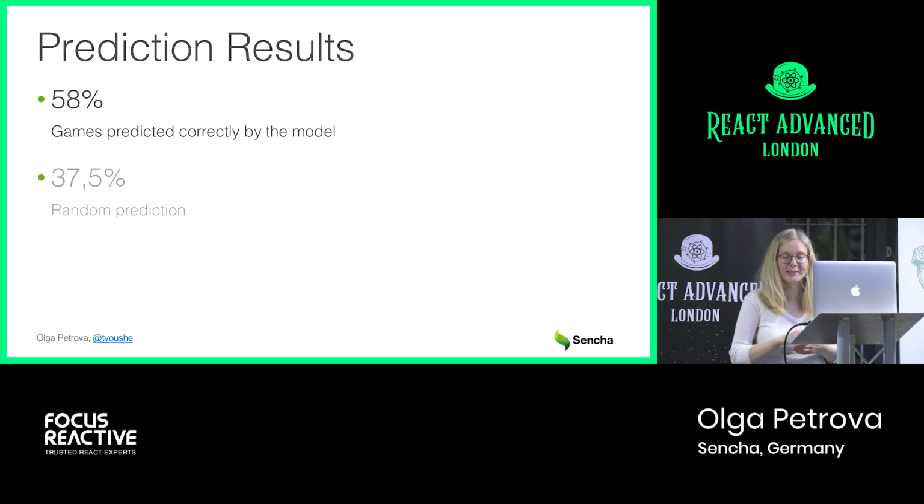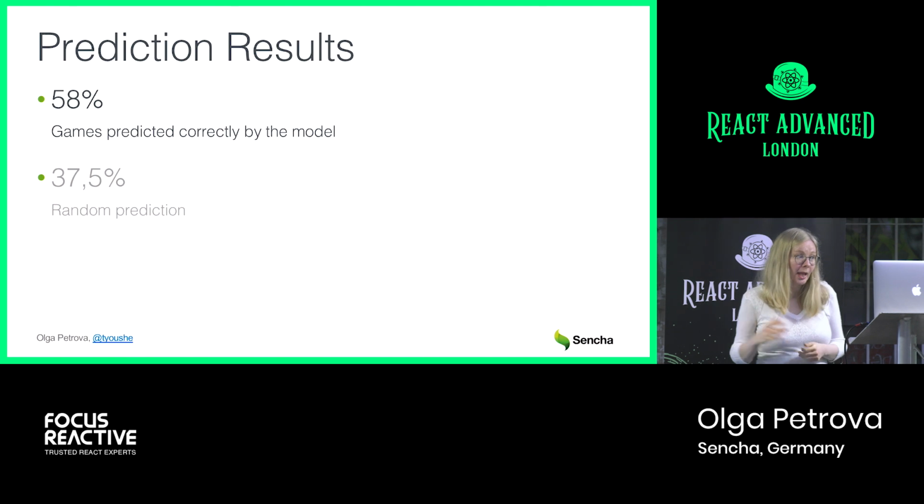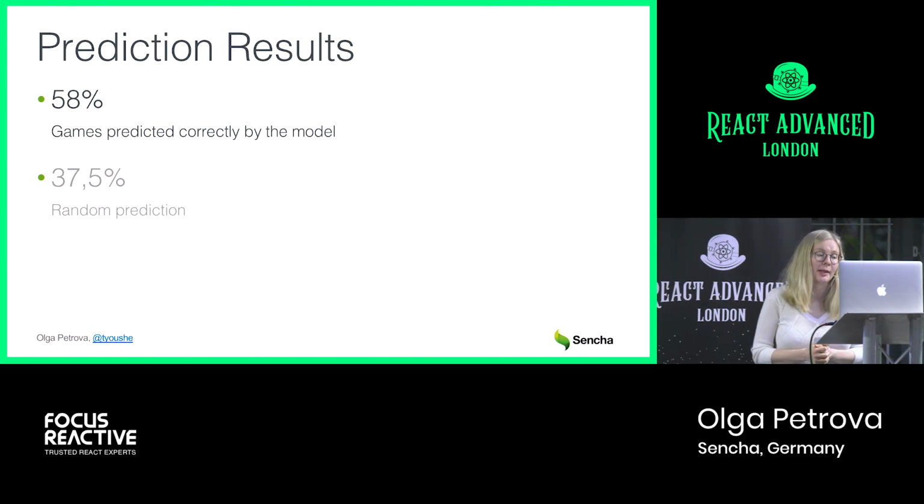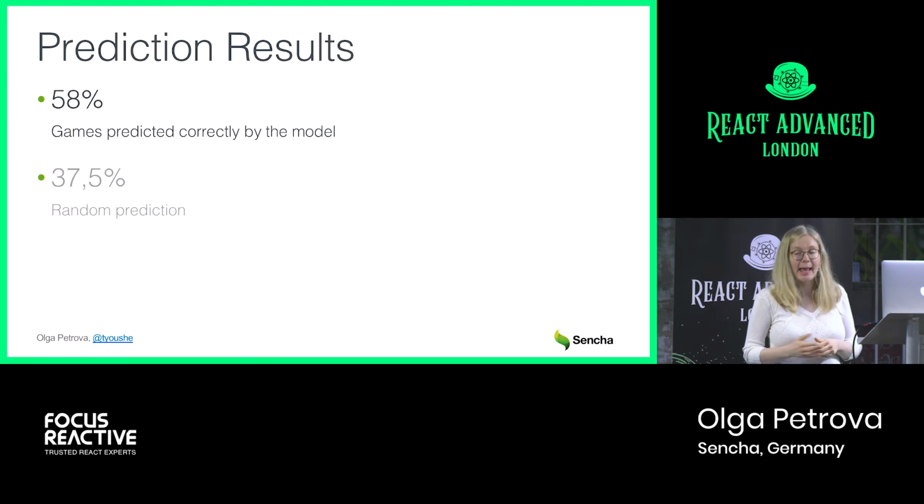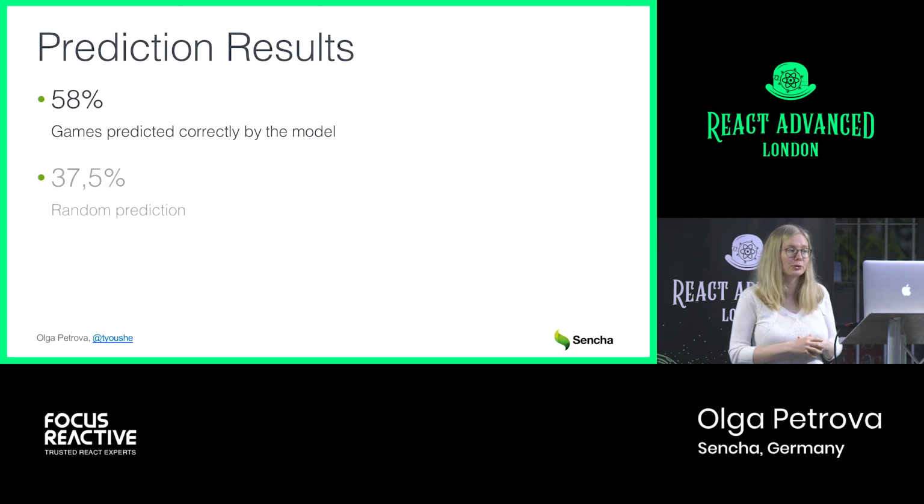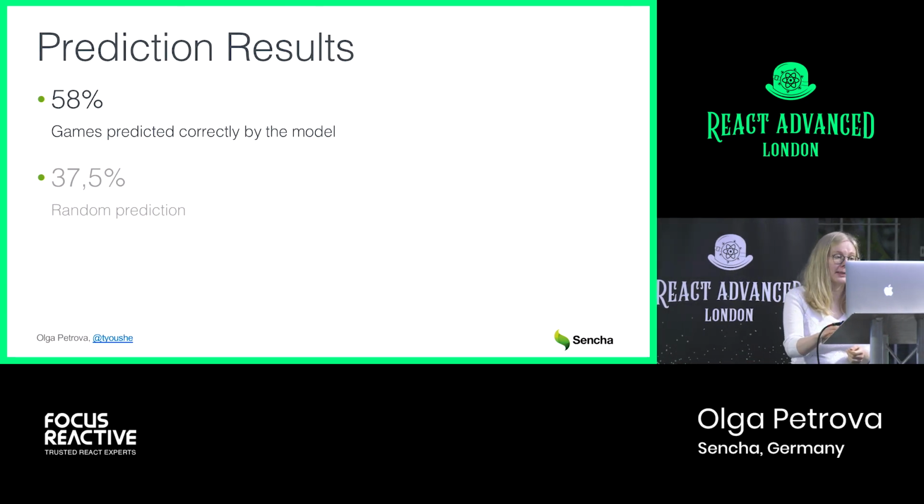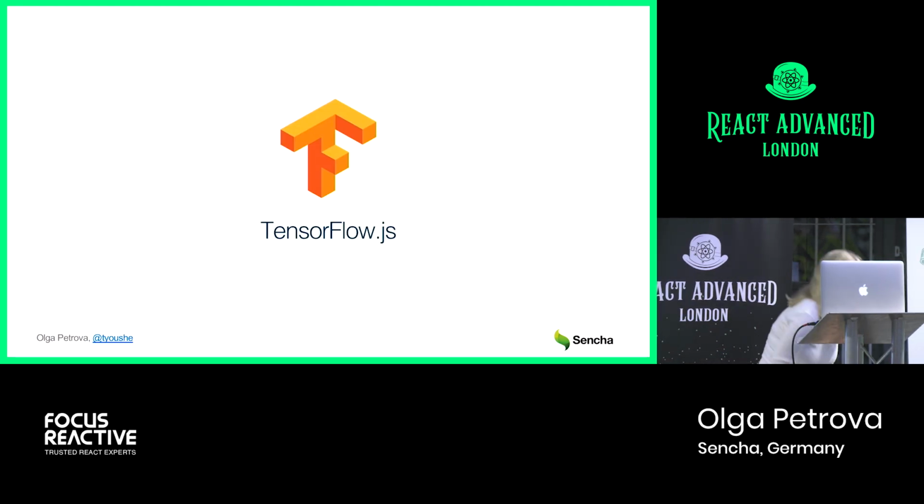but it looks like the live demo works fine. So my simple model predicts correctly 58% of all games. And if we compare to the 37.5% of a model doing random prediction, it's a pretty good result, I would say. So let's take a look at technical details.